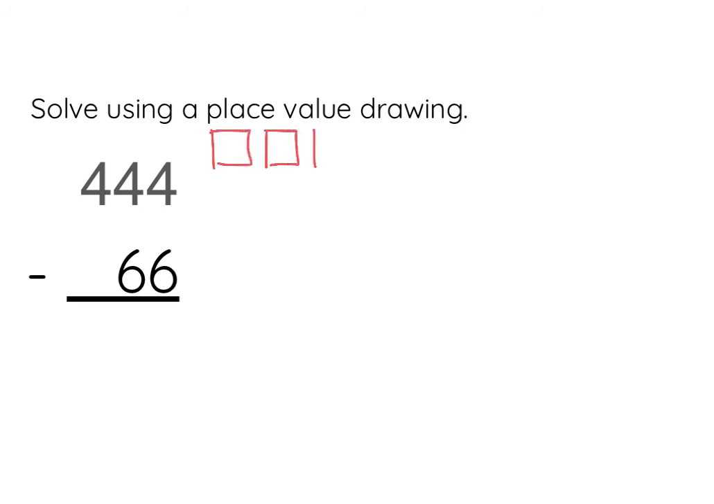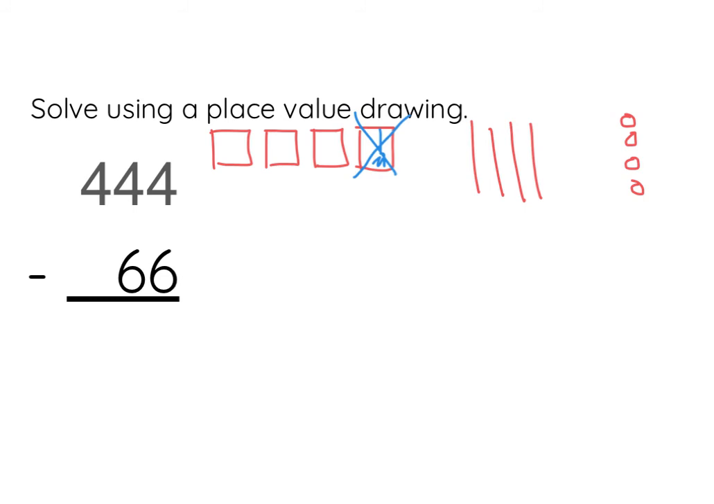444. 300, 400, 10, 20, 30, 40. 1, 2, 3, 4. Remember, the neater you can make your picture, the easier this will be. Minus 66. I can't take away 66 over here because I don't have enough 10s and 1s. So I don't need the whole 100. I only need 66 of it, but I'm just going to give them the 100.